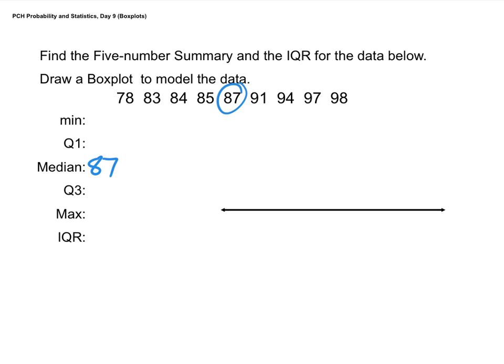All right, hang on. Look back at your definition of what Q1 is. Read the whole thing nice and loud. The median of the data that lies below the median of the whole set, so it doesn't include the median. Okay, good. It's the median of the data that lies below the median of the whole set. So it's 83.5.